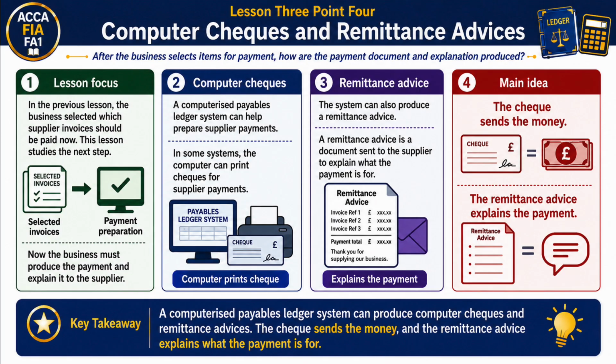A computerized payables ledger system can help the business prepare payments to suppliers. In some systems, the computer can print checks for supplier payments. The system can also produce a remittance advice. A remittance advice is a document sent to the supplier to explain what the payment is for. So the main idea is: the check sends the money. The remittance advice explains the payment.